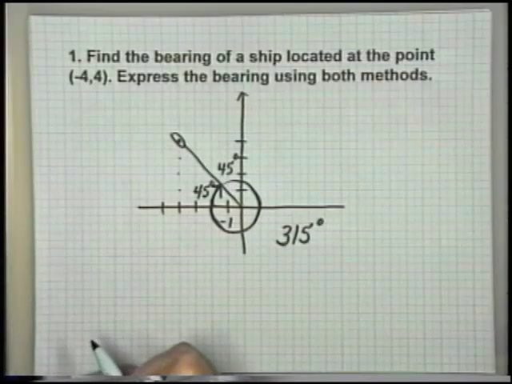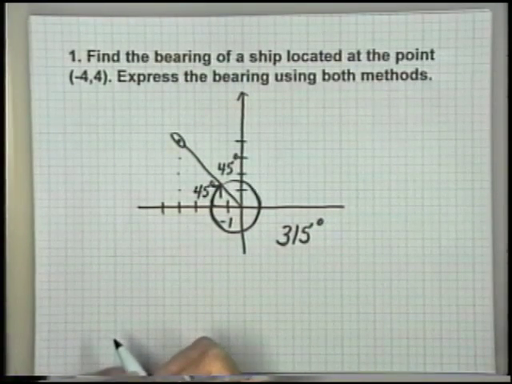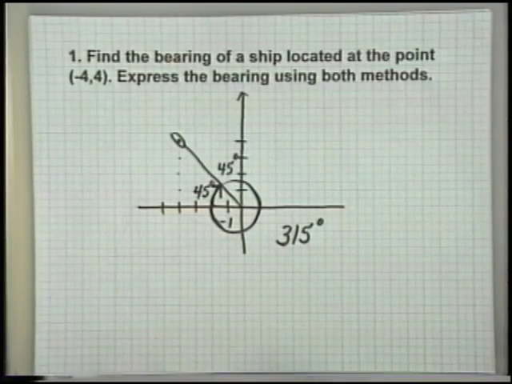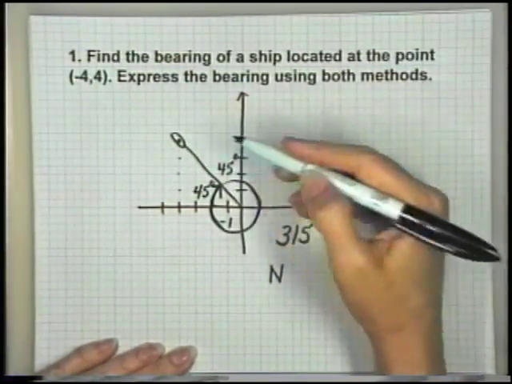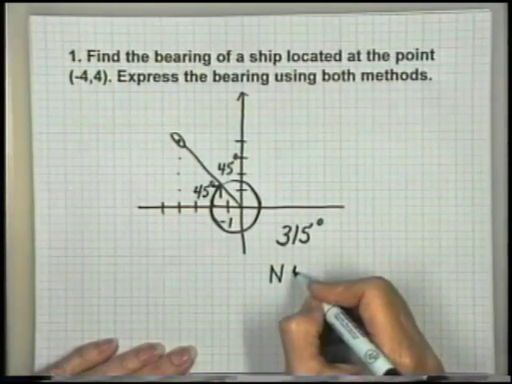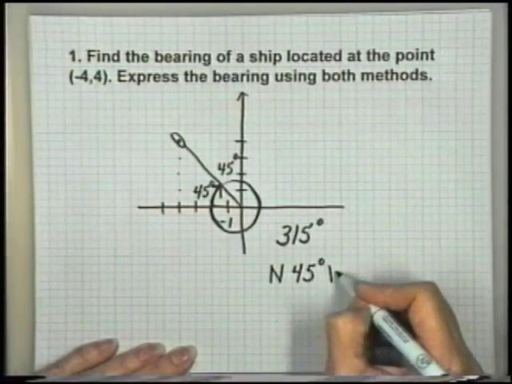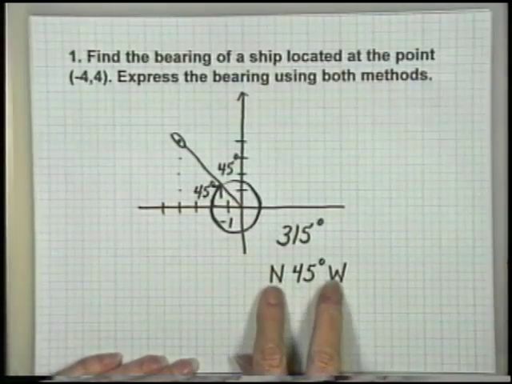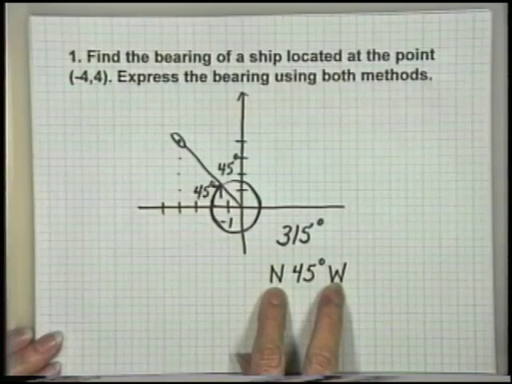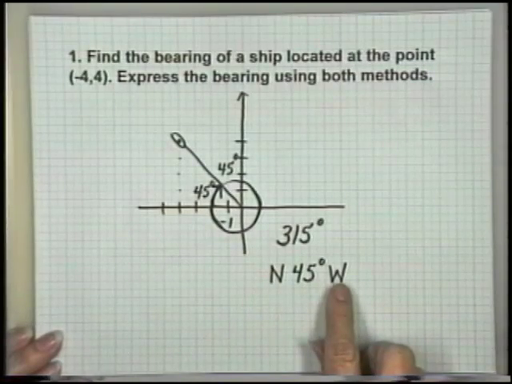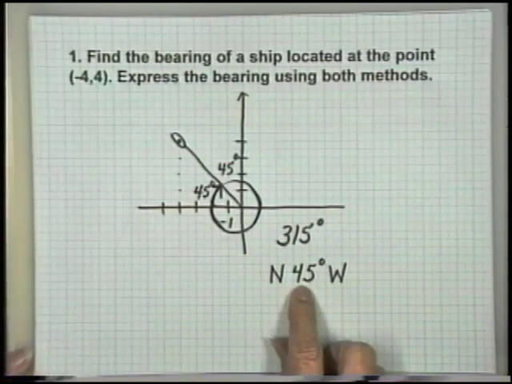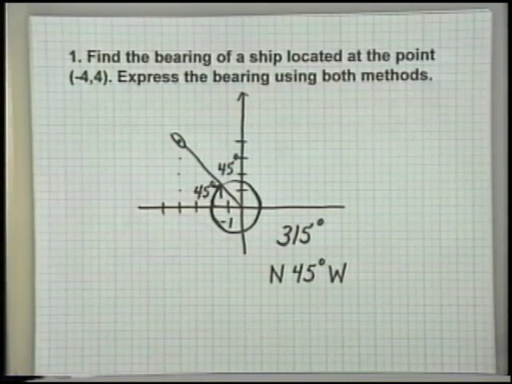Now, to give the bearing using the two directions, of course we either go north or south, but we have to use an acute angle. So we would say north, and then which way? West, and how many degrees? So it would be north, 45 degrees west. Remember that for the bearing that gives the two directions, the first direction is always either north or south, and the second direction is either east or west, and the angle in between should be an acute angle.